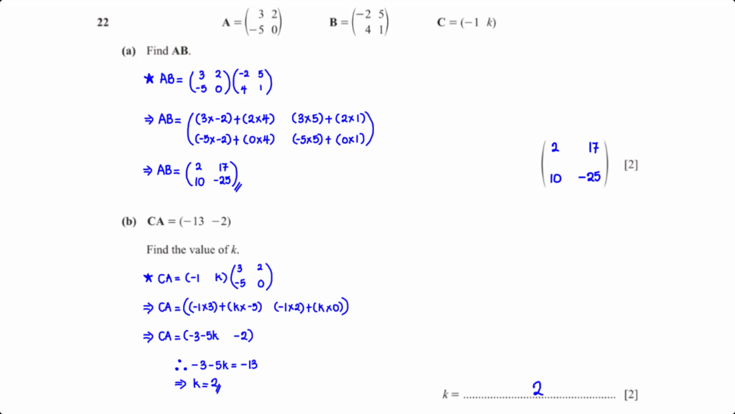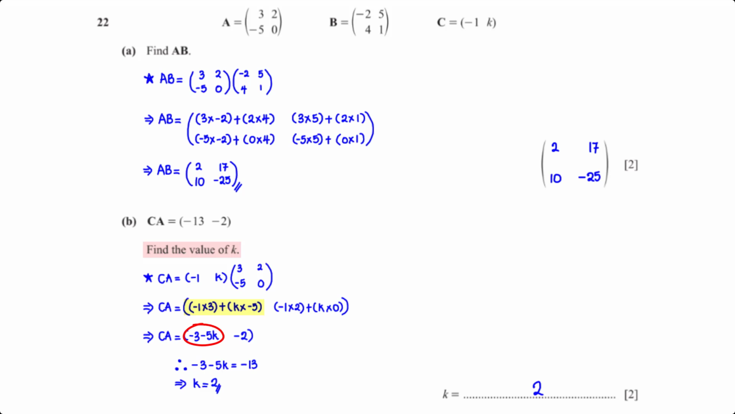CA equals negative 13, negative 2. Find the value of k. When we multiply a 1 by 2 matrix and a 2 by 2 matrix, the resulting matrix would be a 1 by 2 matrix. To get the number in this position, we multiply the elements in row 1 of matrix C with the elements in column 1 of matrix A.